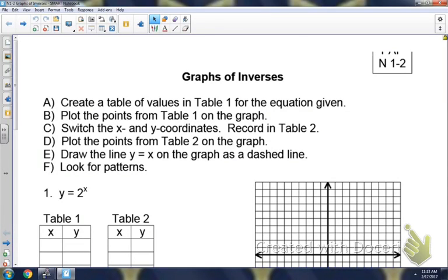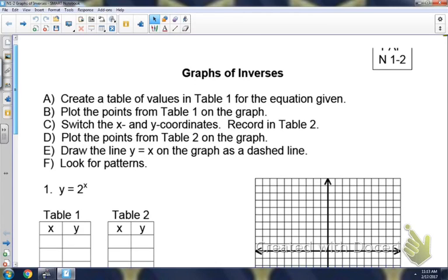Notes 1, 2, we're going to be looking at graphs of inverses. So on this front page, what we're going to do is create a table of values in table 1 for the given equation, and then plot those points. Then we're going to switch the x and y coordinates and record those in table 2. Then we're going to plot those points, and draw the line y equals x as a dotted line, and then look for some patterns.